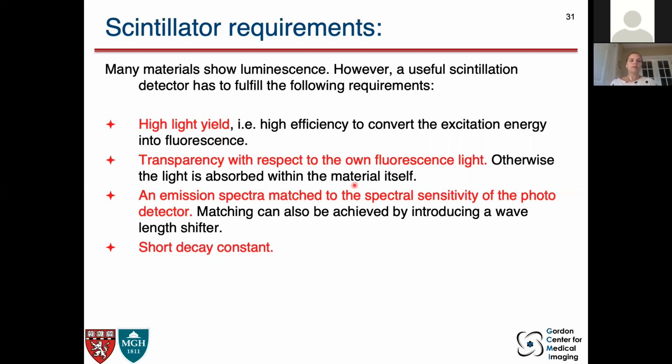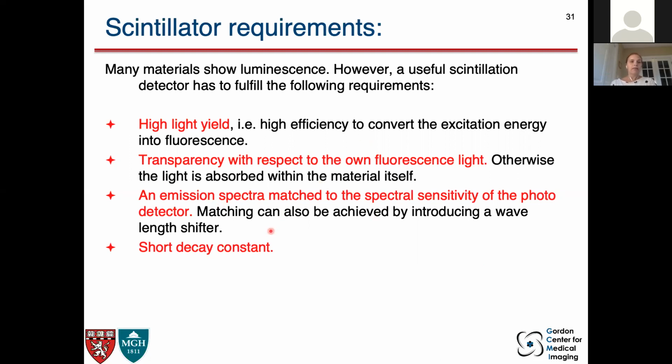And we also need the emission spectrum, meaning the energies of the visible light or the optical photons that are generated. We need them to match the spectral sensitivity of the photodetector, because we need this conversion to be as efficient as possible. So all of these three factors are important, because more light will give us a better signal. We want to collect as much of the light as possible.